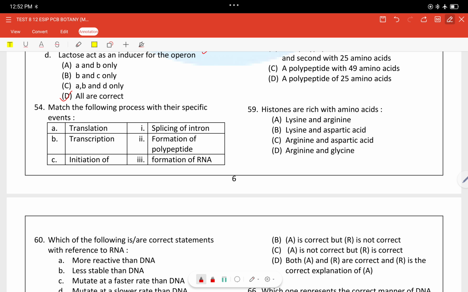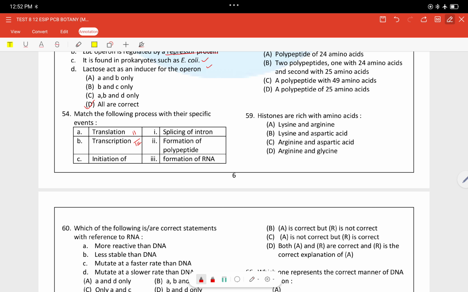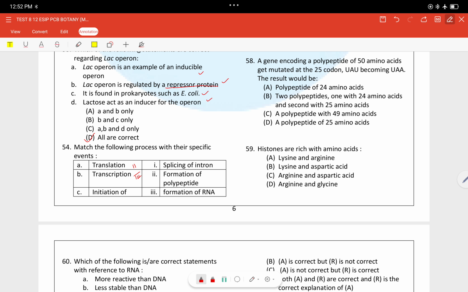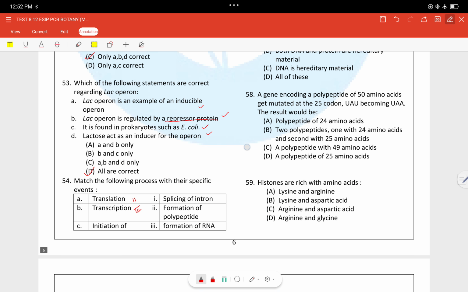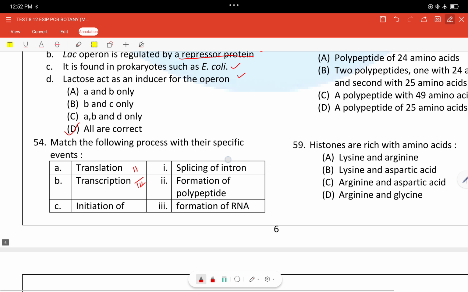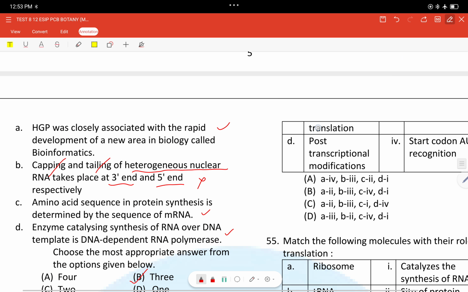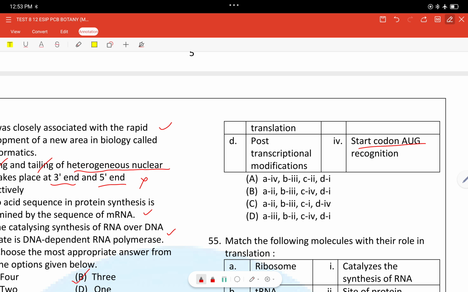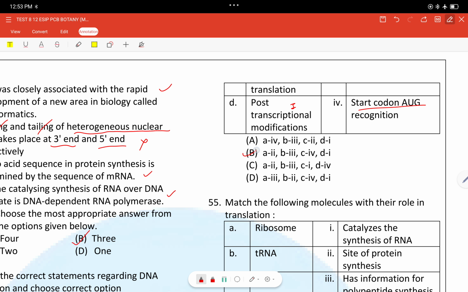Next, translation is formation of a polypeptide chain, meaning protein. Transcription is formation of RNA. Initiation of translation is the start codon, that is AUG. Post-transcriptional modification is splicing, which is in the first option. So the answer is B.